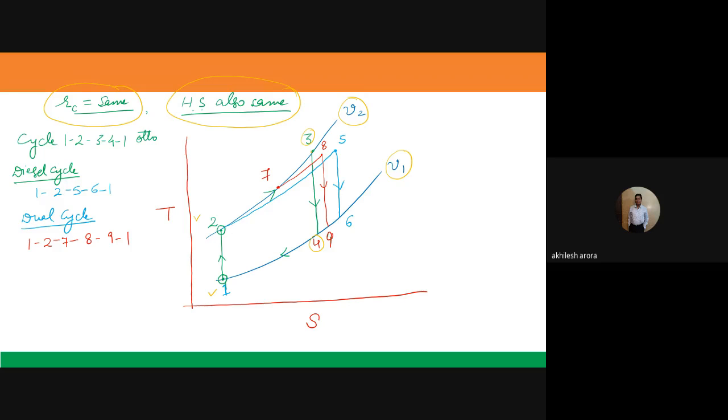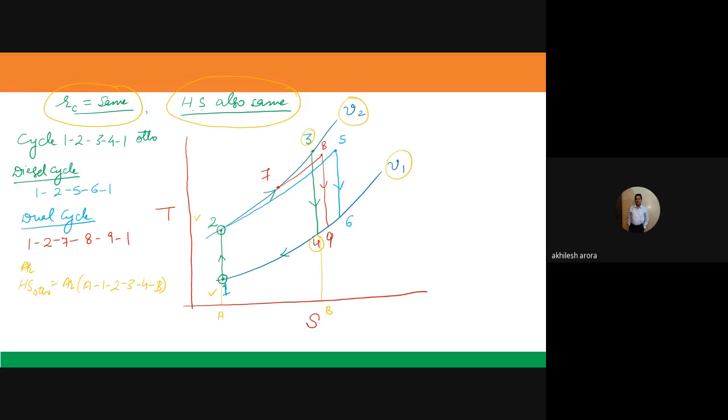If I extend this line, say up to here, this is point number A, and let us say this is point number B. So the area which is representing the heat supplied in case of Otto cycle is: heat supplied Otto is equal to area A 1 2 3 4 1. Is it clear to you? Yes, it should be 4B. Yeah, 4B. Okay, so we have this area.